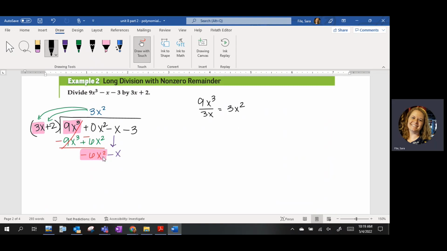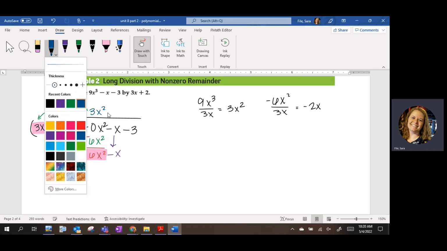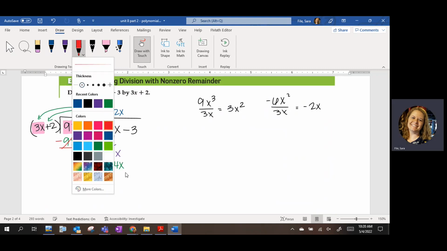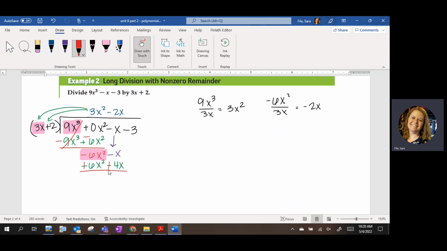All right. So now we're ready to do the process a second time. So negative 6x squared divided by 3x. So that's negative 2x. So that's my quotient piece. Okay, and then that gets multiplied by 3x. So that is negative 6x squared. And by 2, so that's negative 4x. And then I draw my line and change my sign. So that becomes plus and plus. 6x squared cancels. That is 3x. I bring down the next term, which is the minus 3.